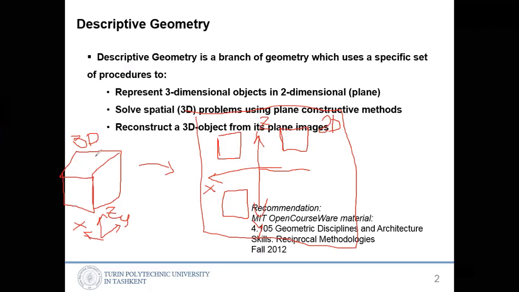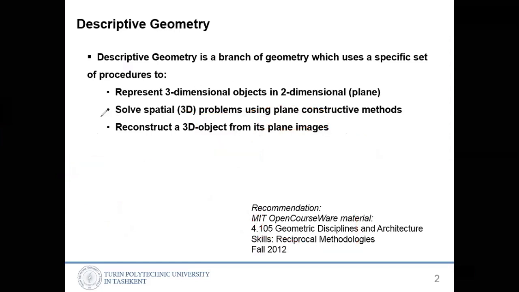So we are representing 3-dimensional shapes in 2-dimensional space. That is what descriptive geometry studies. That's the principle of descriptive geometry. The methodology is called orthographic projection of a 3-dimensional thing into 2-dimensional space. That's called orthographic projection. Another thing we study in descriptive geometry is to solve spatial 3D problems using plane constructive methods.